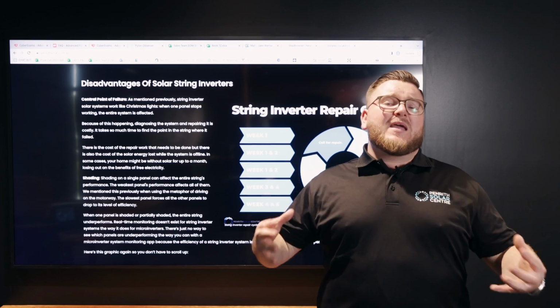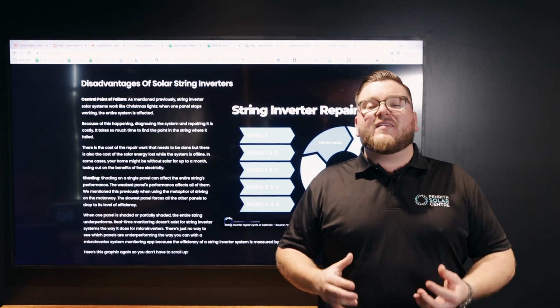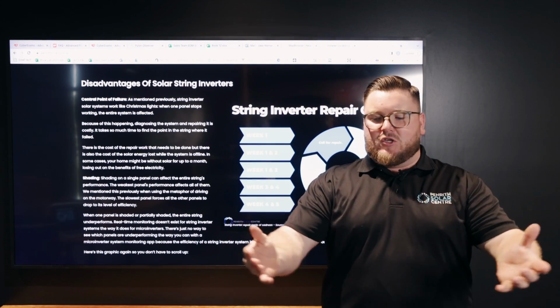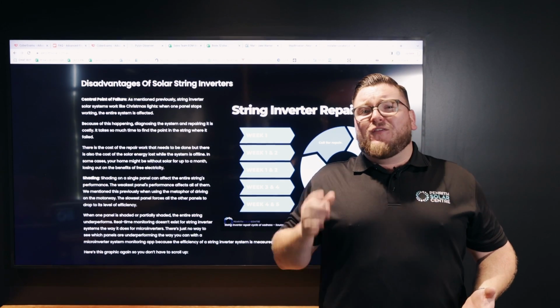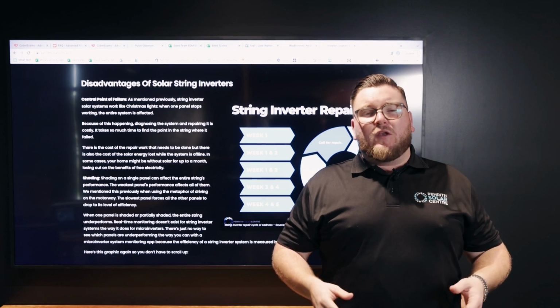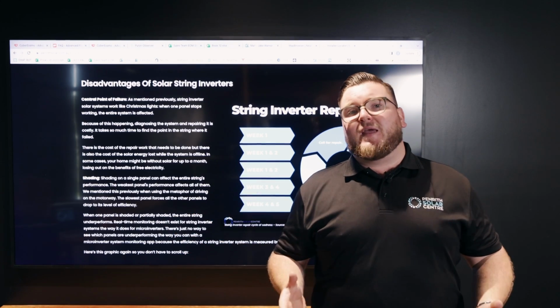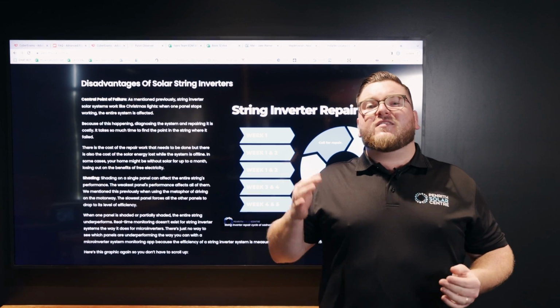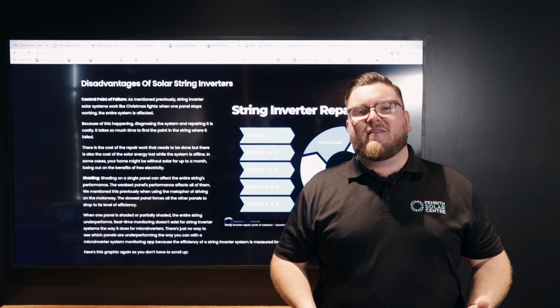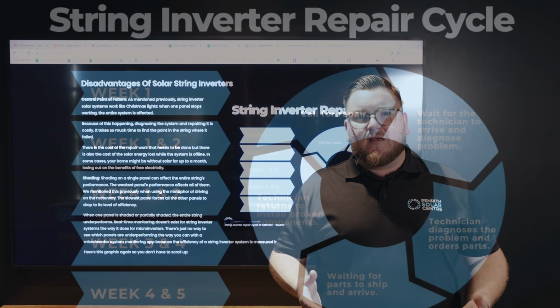Another big problem with string inverters is that they are one big, giant, beautiful central point of failure. Now, if you think that an inverter will fail and your solar installer will magically appear the next day with a brand new one, you are very, very mistaken. You see, the cycle to have a string inverter replaced looks a little something like this.